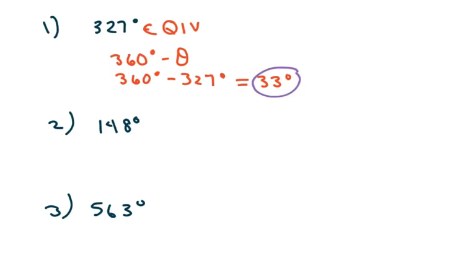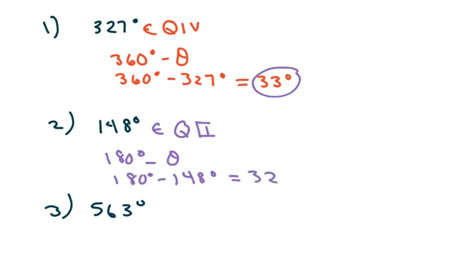Okay, 148 belongs to quadrant 2 because it's in between 90 and 180. So I'm going to use that formula and take 180 minus my angle. That would be 180 minus 148 degrees, which gives us 32 degrees, which is in quadrant 1.